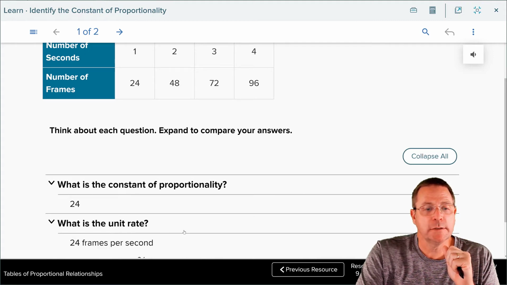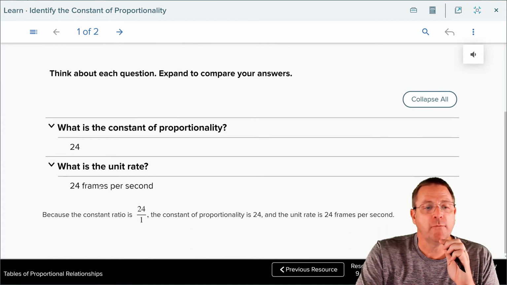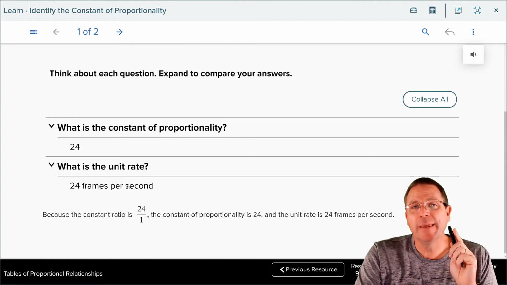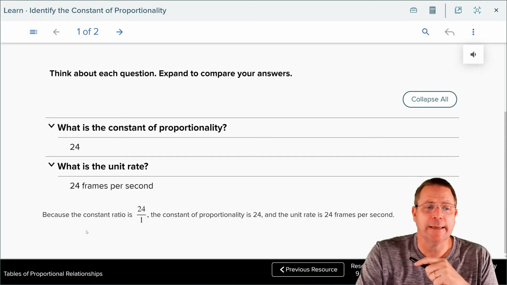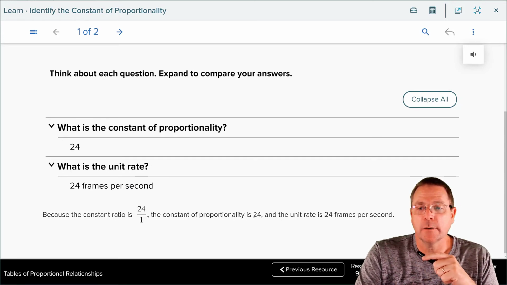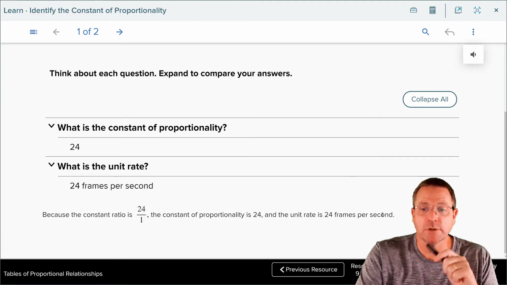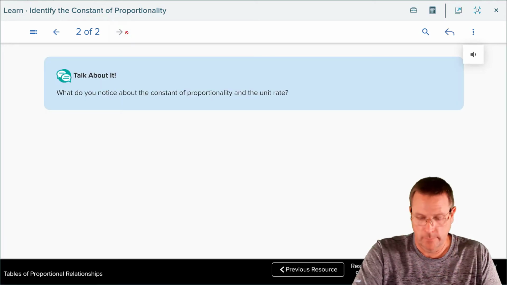And what is the unit rate going to be? 24 frames per second. And what does per second mean? It means per 1 second. Therefore, you have 24 over 1, making the constant of proportionality 24, and the unit rate 24 frames per second. Two different answers you need to be able to identify here.